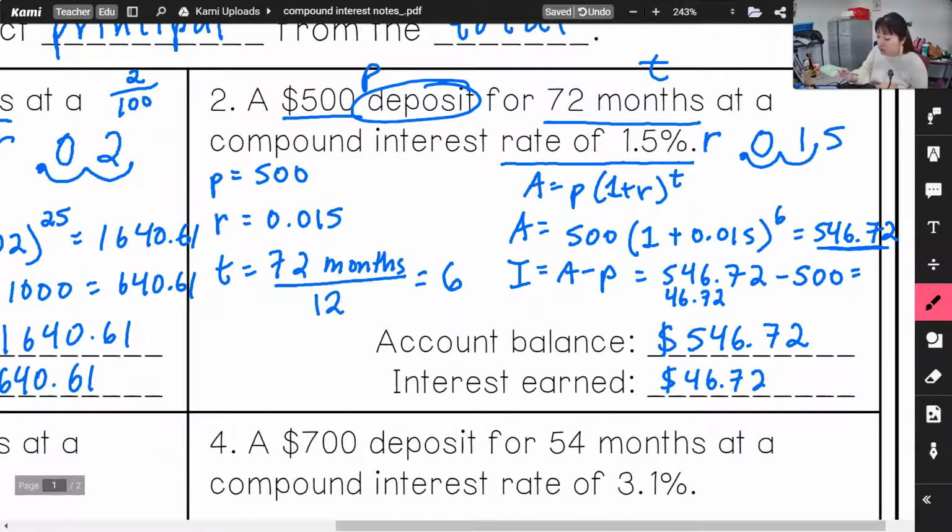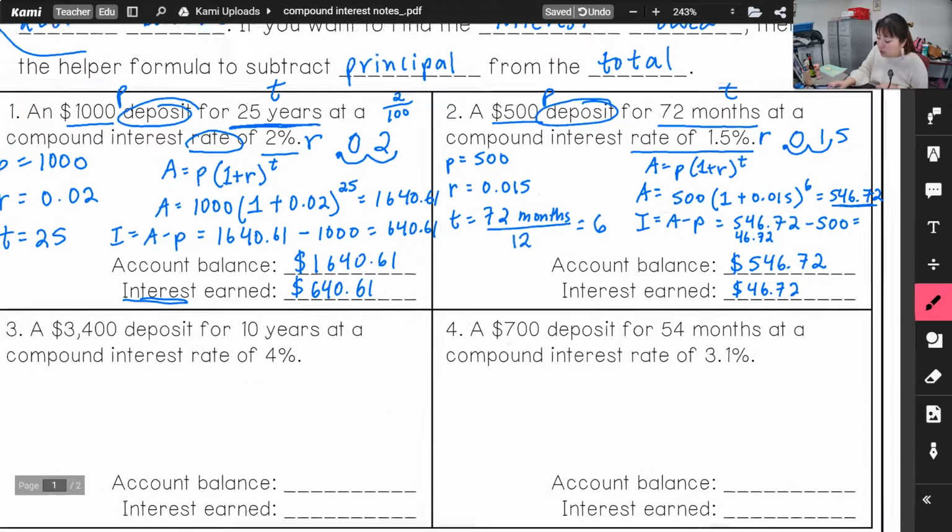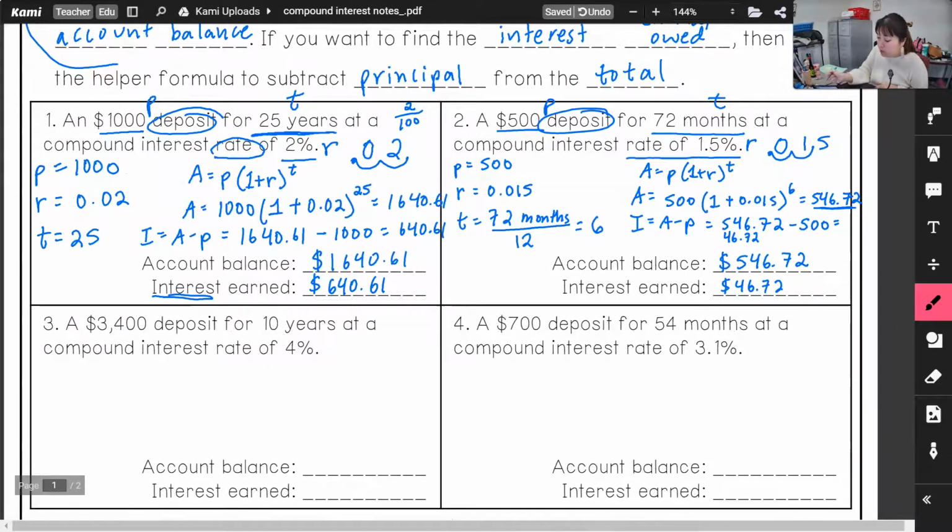Okay? All right, I want you to do 3 and 4 on your own using 1 and 2 as a reference. Okay, so same steps, different numbers. Okay, so pause the video, take a second, do that for yourself, and then we move on.